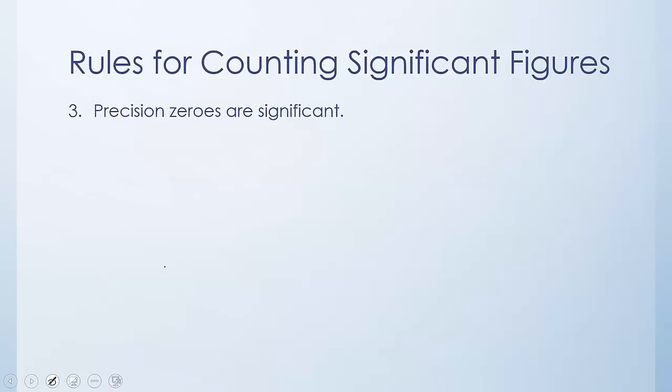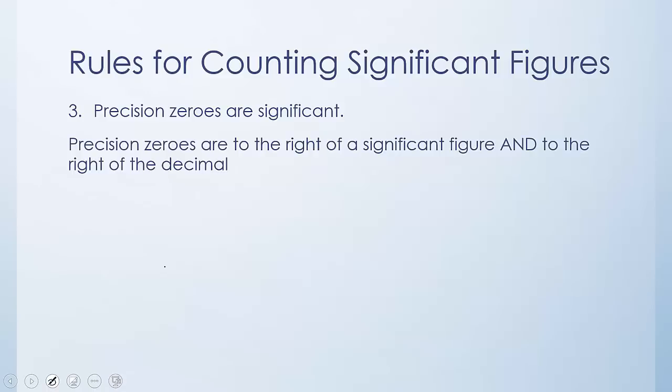Rule number 3 states that precision zeros are significant. So what is a precision zero? A precision zero adds to the precision of the measurement and can be found to the right of a significant figure and to the right of a decimal place. So to the right of a significant figure and to the right of the decimal. So let's look at an example here, and we have 36.0 grams. 36.0 is different than 36. We have 3 significant digits here because this 0 here counts.